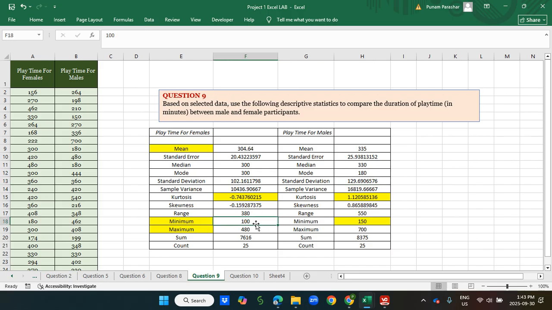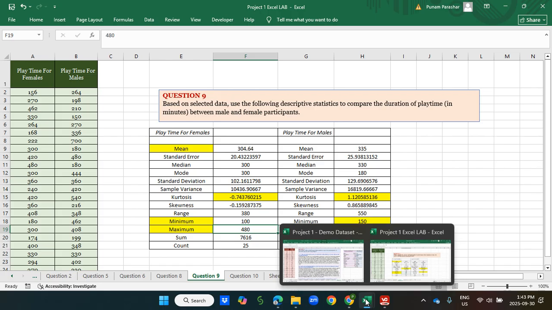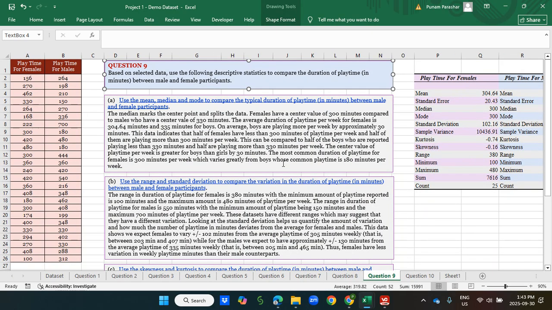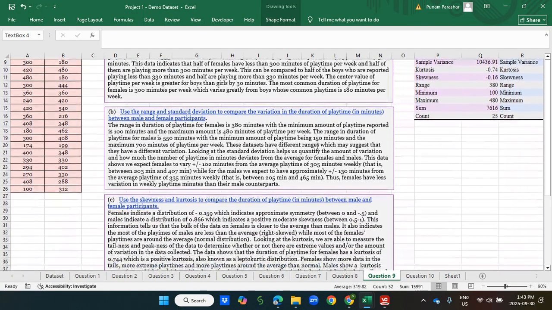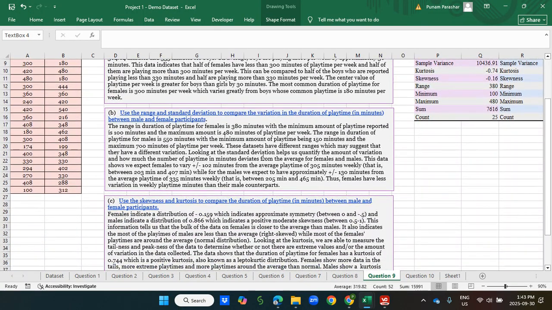You also need to talk about the minimum amount of time spent and the maximum amount of time spent. This all will go in your answers, and this is how your questions will be asked. Use mean, median, mode to compare, so you will take the mean, mode, median from here and compare them. You need to write all of them. Same thing, you need to take the range and standard deviation.